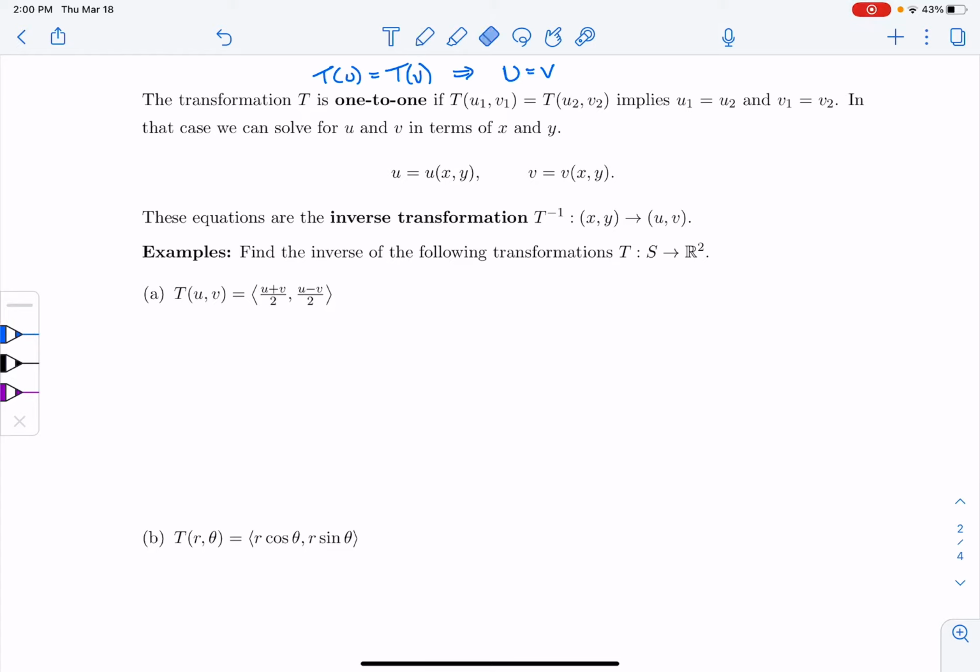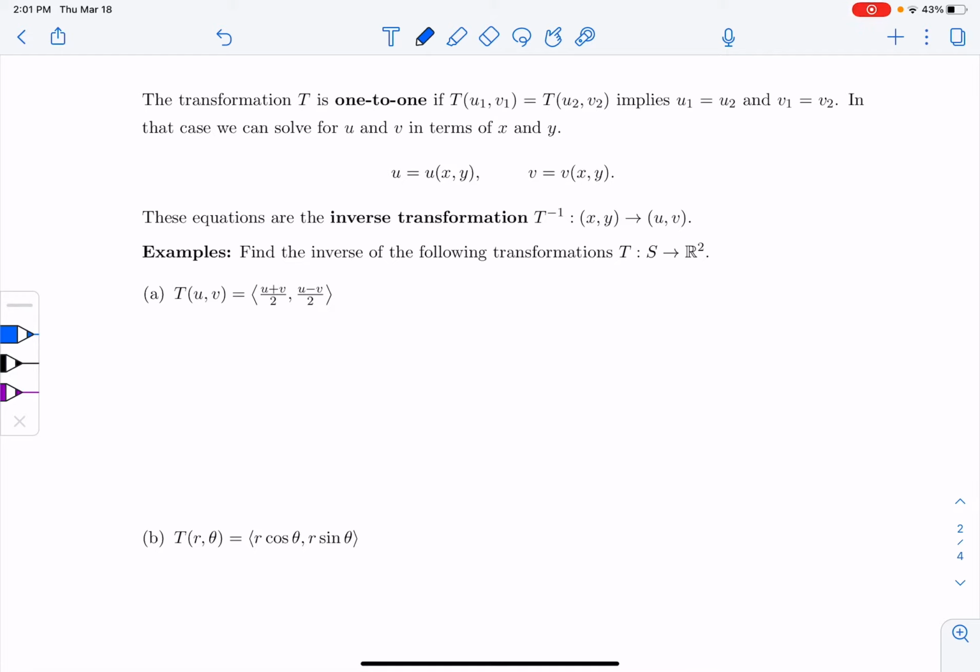Well, if we have a one-to-one transformation, we can then solve for u and v in terms of x and y. So we can think of u as being a function of x and y, and v as being a function of x and y. And then they form the inverse transformation, T inverse, which takes a region in the plane defined in terms of xy coordinates, and puts it back in terms of the uv coordinates.